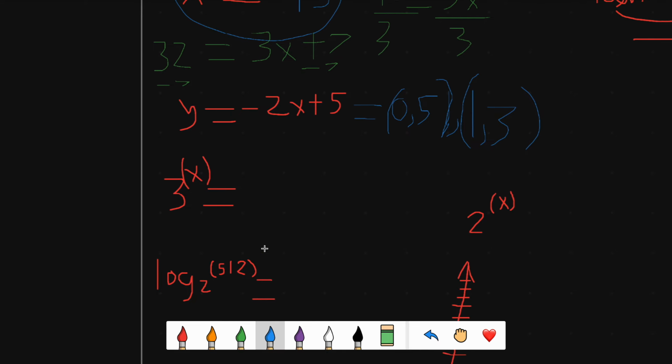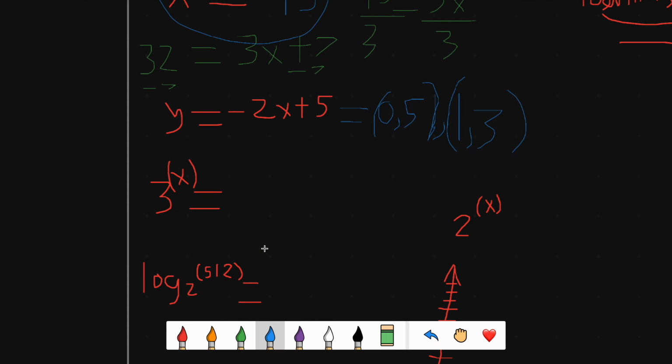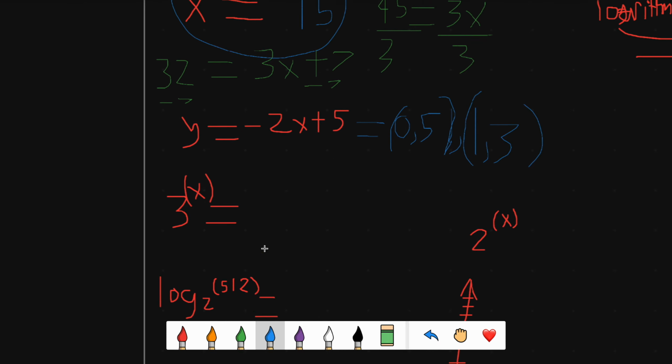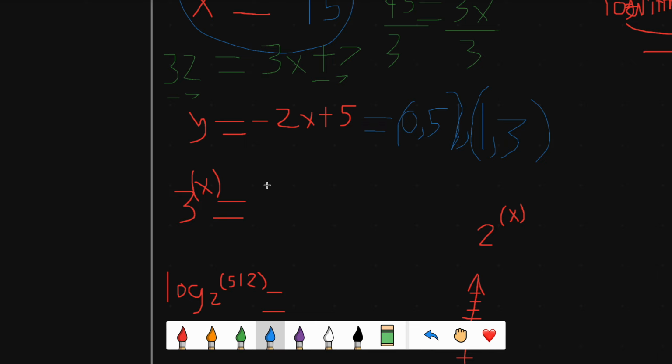Now what about this? 3 to the power of x. Find all the values you can for 3 to the x. That's easy, you can just substitute. This is the easy question. 3 to the power of 1 is 3. 3 to the power of 2 is 9. 3 to the power of 3 is 27. 3 to the power of 4 is 81.